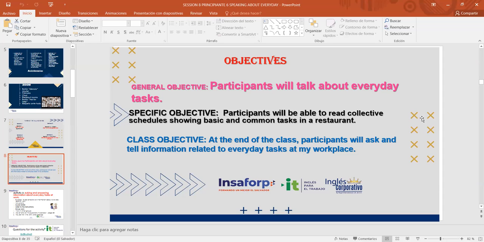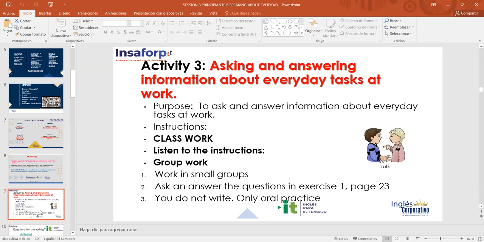Very well. Excellent. So this is what I was telling you about, the agenda. So here we go. Asking and answering information about everyday tasks at work. The purpose of this class activity is that you ask and answer information about your everyday tasks at work. The instructions are the following. Listen to the instructions. You're going to work as a group, okay?